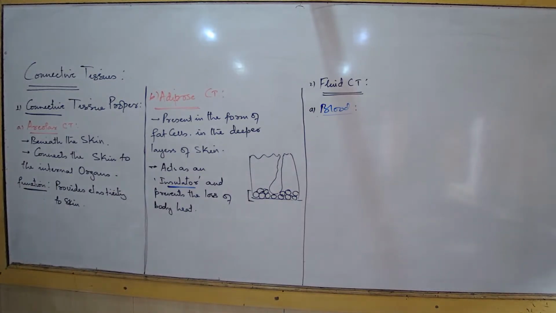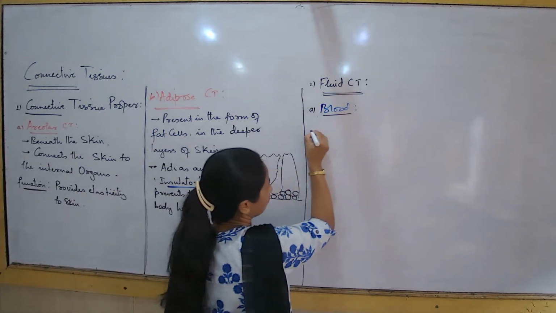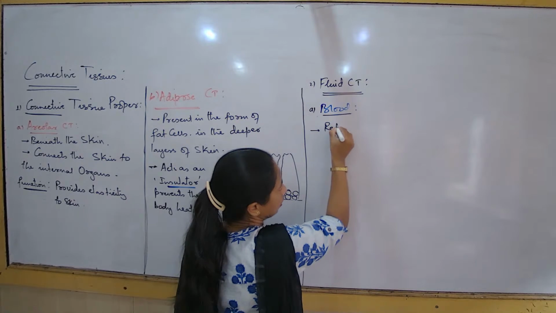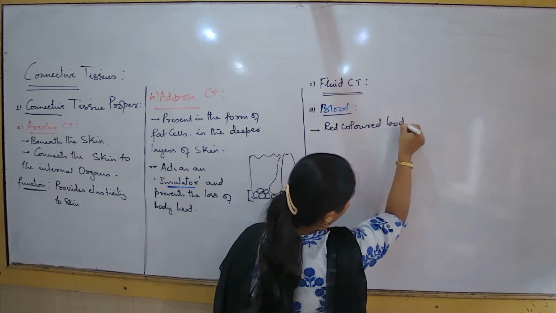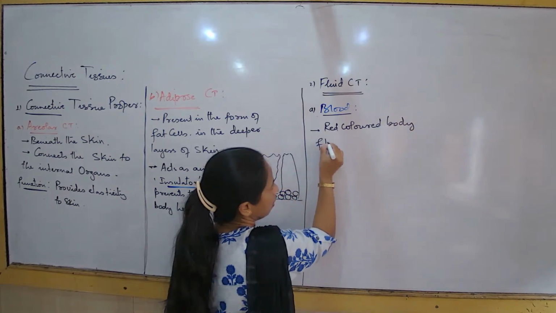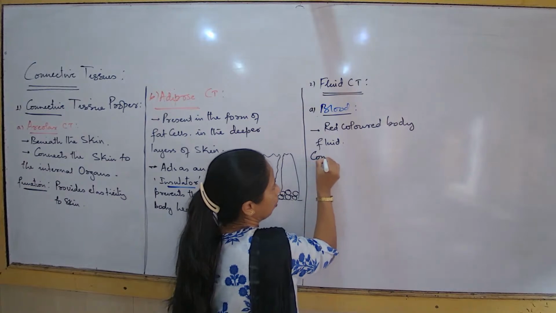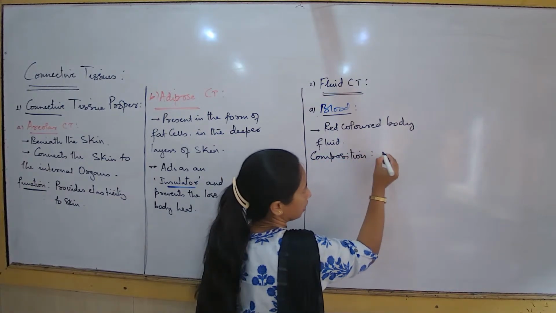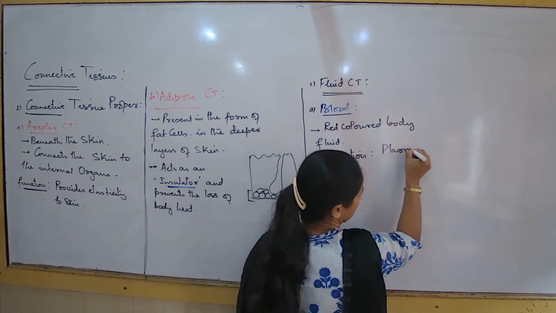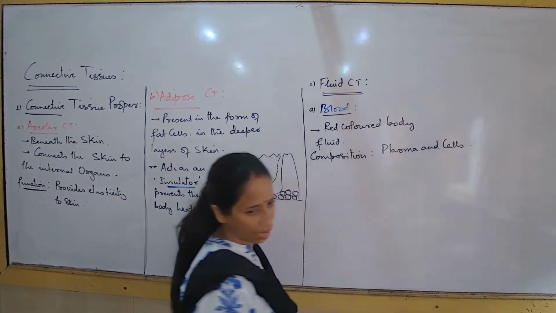Now what is blood? I think all of you know what blood is. Some of the features about blood, if you have to write down: it is the red colored body fluid. Blood is nothing but the red colored body fluid that we have in our body. And what is the composition of the blood? What is the blood made up of? The blood is made up of plasma and cells.